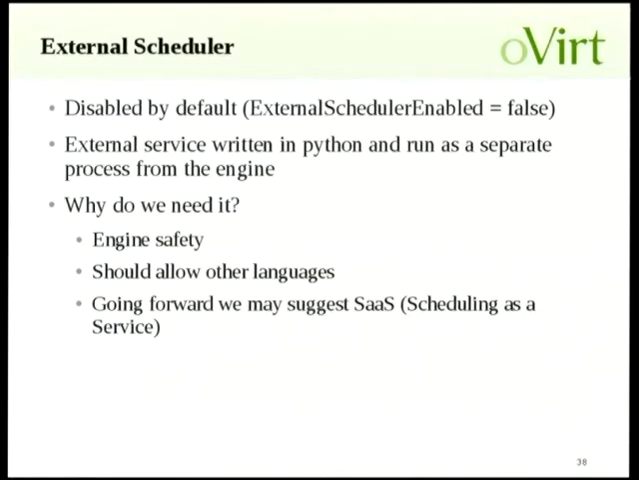Okay. Let's talk about how it's implemented in the back. It's disabled by default. Whoever wants to extend it and add filters should know how to install the external scheduler. The external scheduler is a separate process written in Python. We externalize it because we want to guarantee the engine's safety. If a user writes code, it can be dangerous to the system. We want to allow other languages as well.